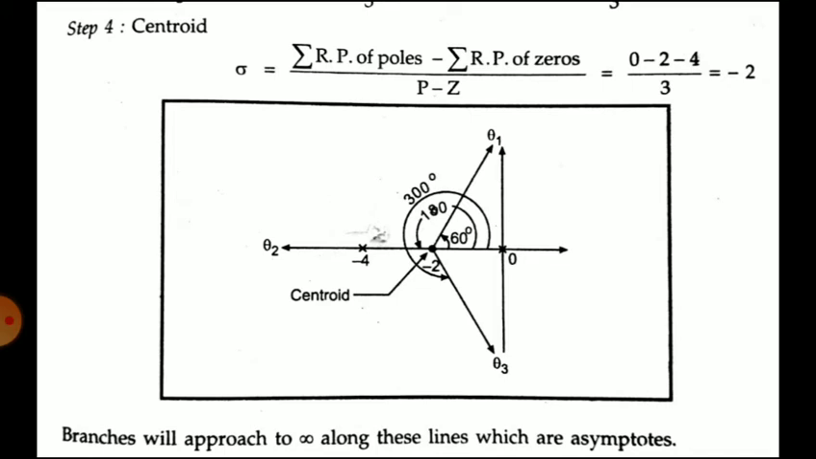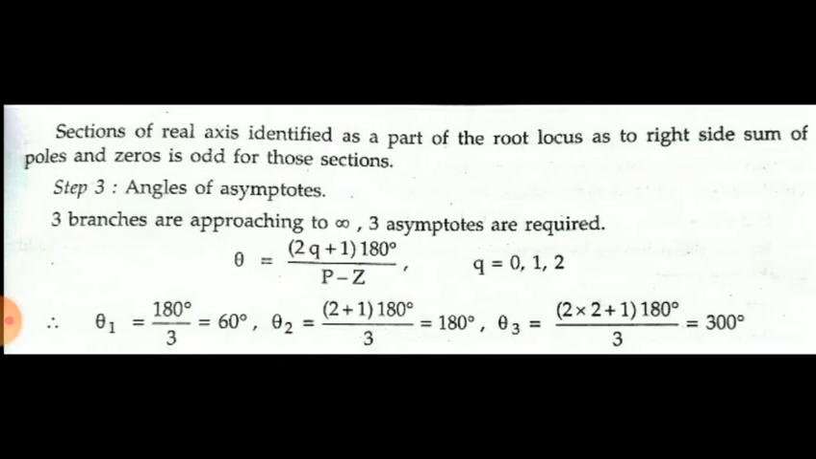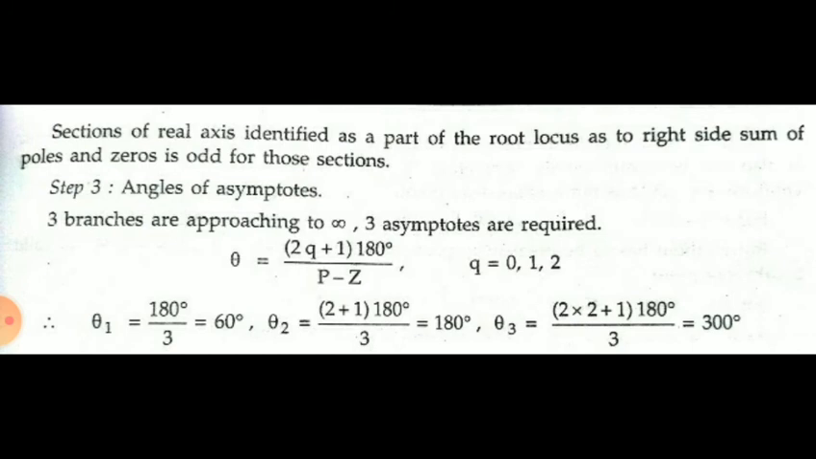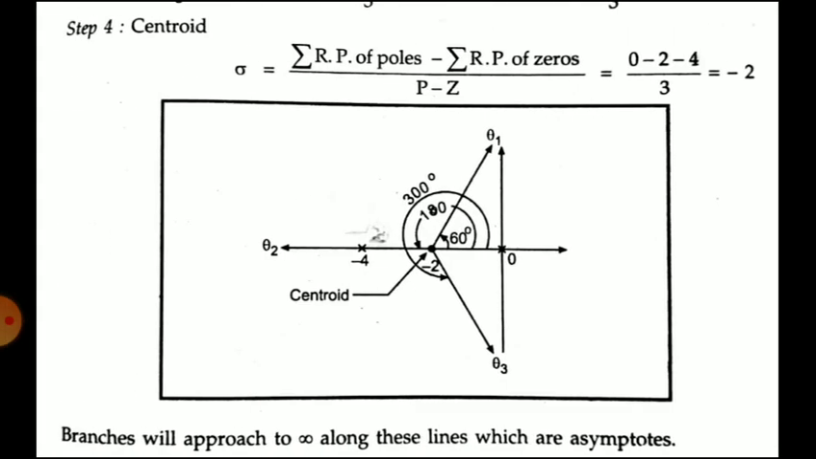Now you can see in the first part we have drawn the pole-zero plot, with poles at 0, minus 2, minus 4 that we have already plotted. Then you have to plot the asymptotes. Three straight lines that you have to plot, at the angles of the asymptotes: 60 degrees, 180 degrees, and 300 degrees. So draw the lines according to those angles.